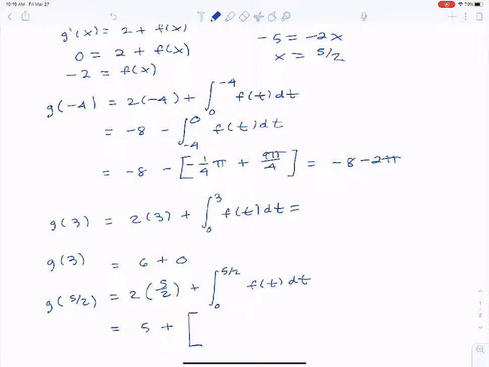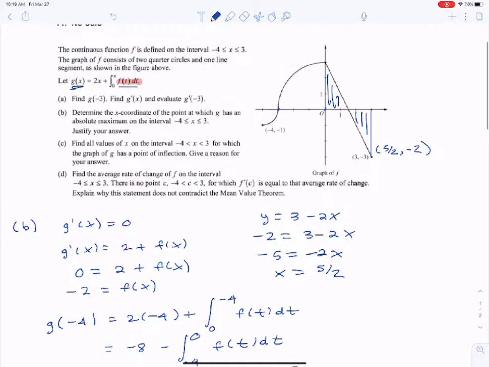So let's see what we got here. I'm going to have to go and evaluate this thing. So I want to go from 0 to 5 halves, so maybe something that looks like this. And as always, there's a couple ways of doing this. I'm sure you could do it geometrically. It wouldn't be particularly hard.